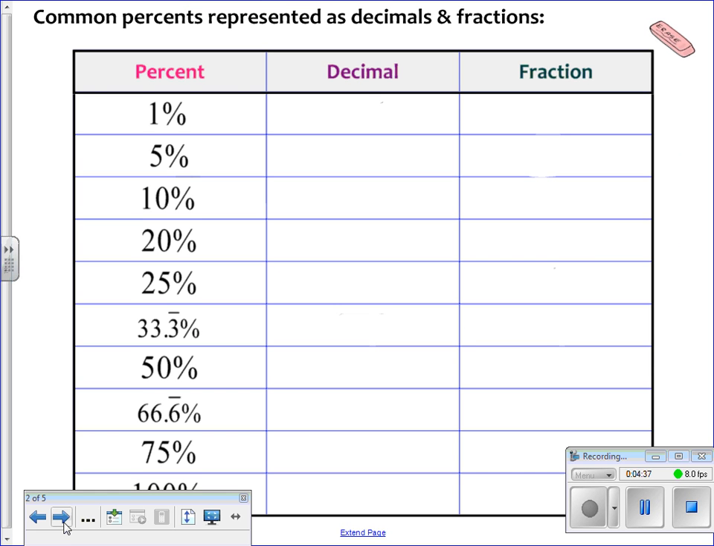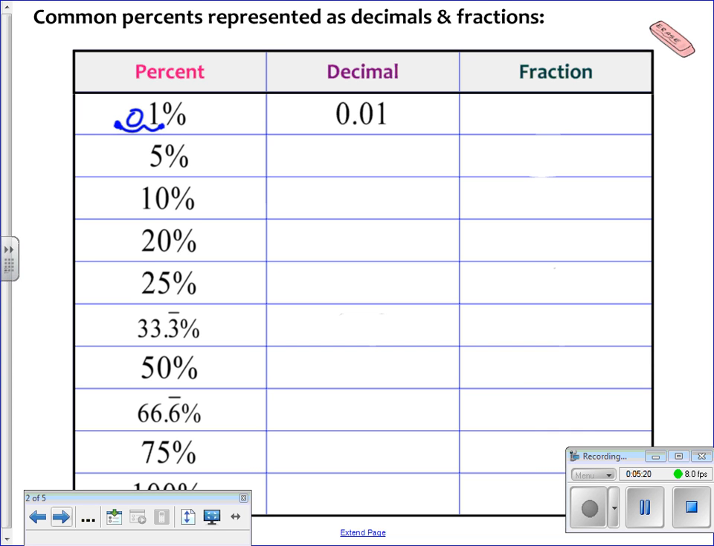Okay, so here's what you're going to do on this one. You're going to rewrite the percents as decimals. You're going to rewrite percents as fractions. Now, in order to write the percent as a decimal, it's very easy. You move the decimal point that is here over 2 places to the left. So I move it over 2 places to the left. I have 0.01. For decimals, it's easy to change a percent to a decimal. You move the decimal point 2 places over.